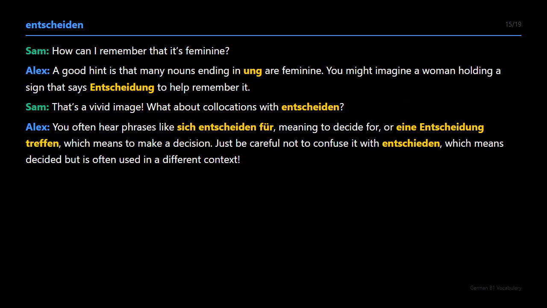What about collocations with Entscheiden? You often hear phrases like, Sich entscheiden für, meaning to decide for, or Eine Entscheidung treffen, which means to make a decision. Just be careful not to confuse it with Entschieden, which means decided but is often used in a different context.